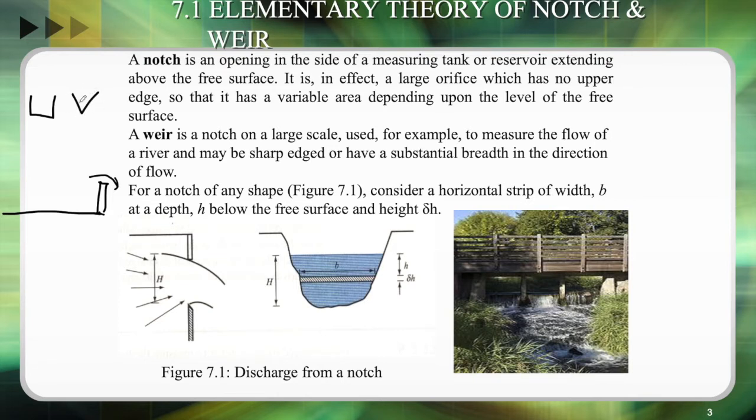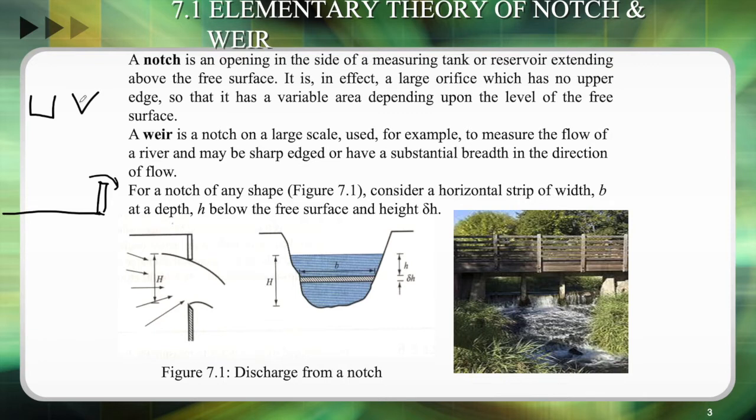So what about the weir? A weir is on the large scale. If you go to the lab, the lab scale is the notch, and when you go to the large scale, we call it a weir. For example, to measure the flow of a river, or a sharp edge or something with substantial breadth in the direction of flow. So you may find a weir at a dam.